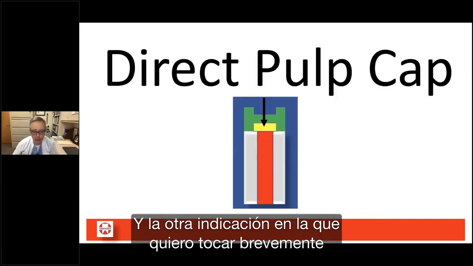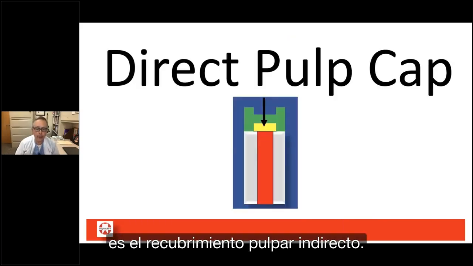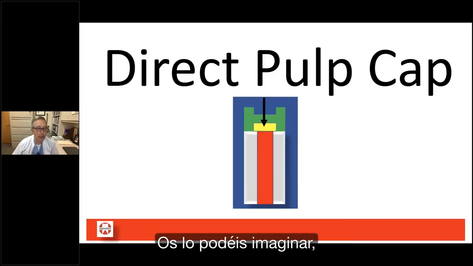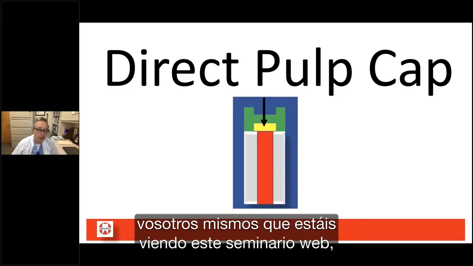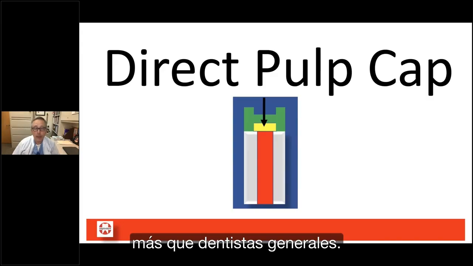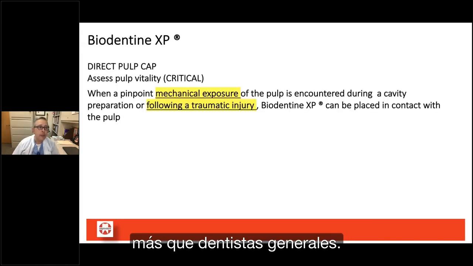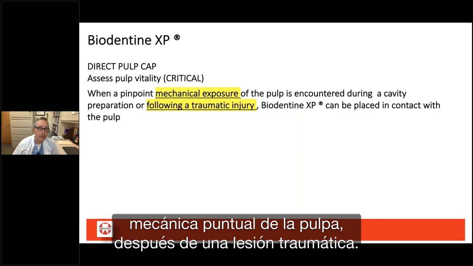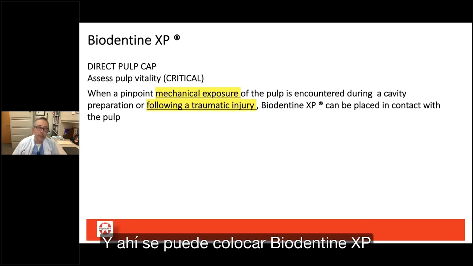And the other indication that I want to briefly touch base on is the direct pulp cap. I don't do this very often in my office. You can imagine, you sitting there watching this webinar, you don't do direct pulp cap daily. If you are a pediatric dentist, a little bit more than a general dentist. So direct pulp cap is when a pinpoint mechanical exposure of the pulp is encountered following a traumatic injury, and then Biodentine XP can be placed in contact directly with the pulp. That's a direct pulp cap.